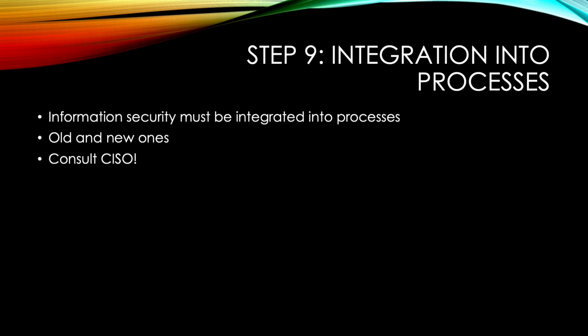Step 9. Integration of information security into organizational processes. The final step of the basic security protection sets forth to integrate information security into all business processes and tasks. This must not only happen for new processes, but also for already established ones. It's important to consult the CISO in all decisions that have security implications.